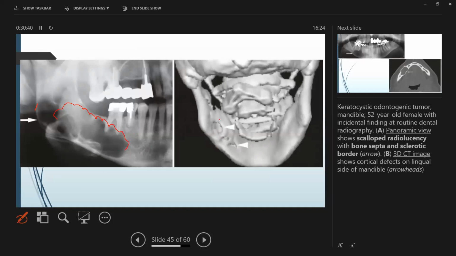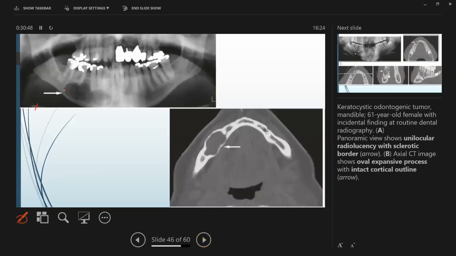And you can see here the cortical defects in a 3D CBCT on the lingual side of the mandible. And here, this is an incidental finding in a 61-year-old female. This was a panoramic which was taken, and when they took an axial CBCT, you can see how the lesion expands. When you see the mandible, some lesions expand by expansion of the cortical plates. So this is the mandible, and they cause the expansion of the cortical plates. But you see here, this lesion is characteristically expanding inward, from the anterior to posterior.